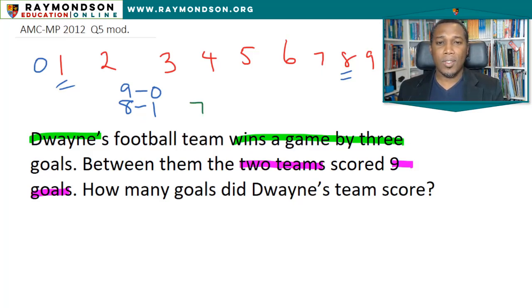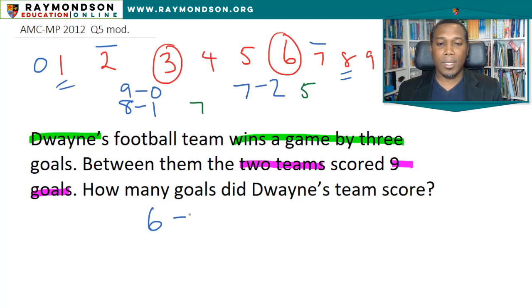That's no good. So now I'm tracking 2 and 7. If my team won 7-2, how much did I win by? 7 take away 2, which is 5. That's no good. I want to win the game by 3. Now the next one I go to is 3 and 6. And I think, okay, if I won the game 6-3, 6 take away 3 is 3, and that's it. We got the answer.